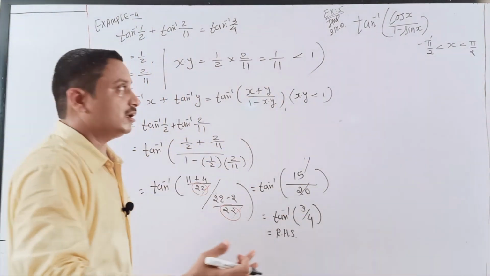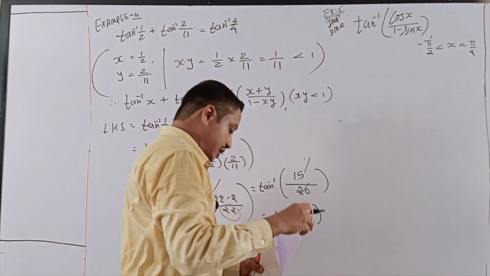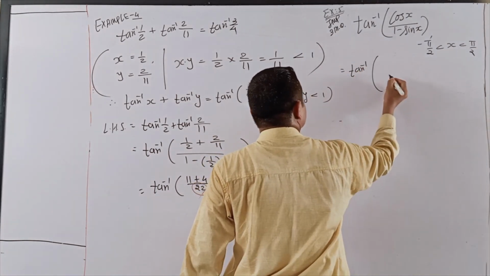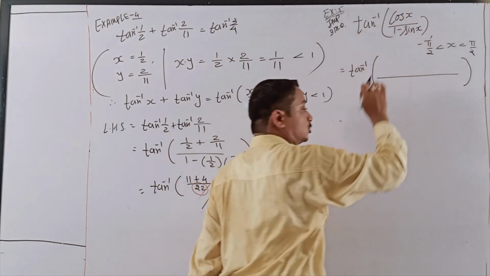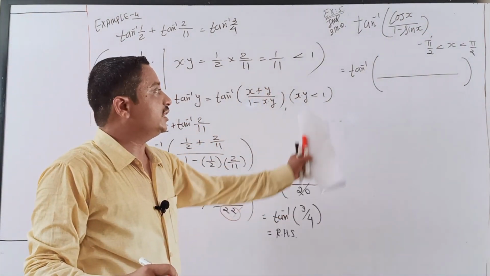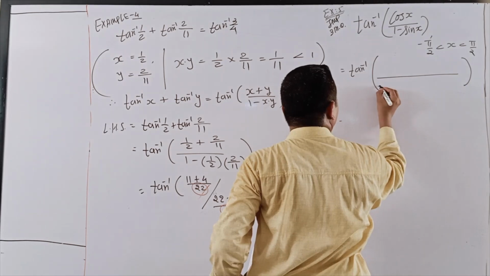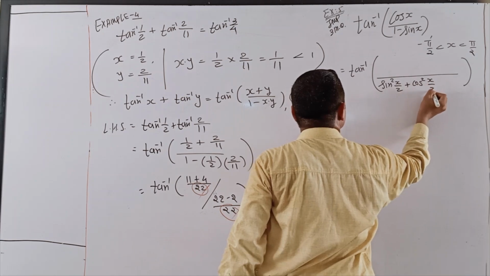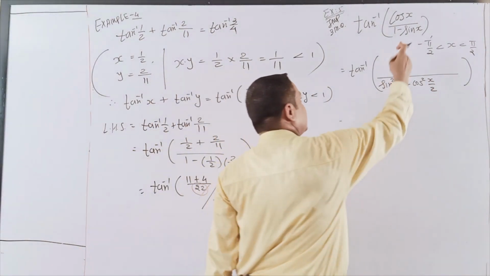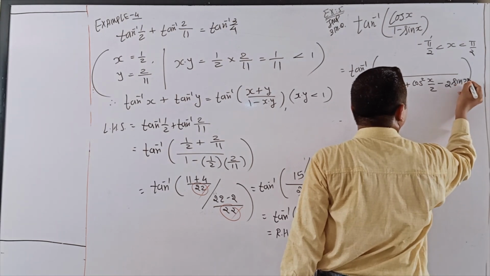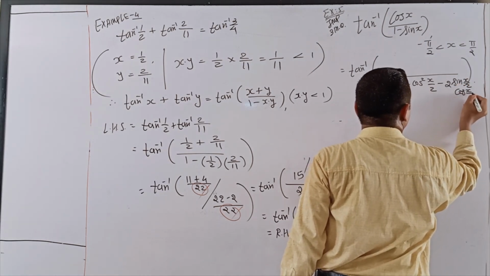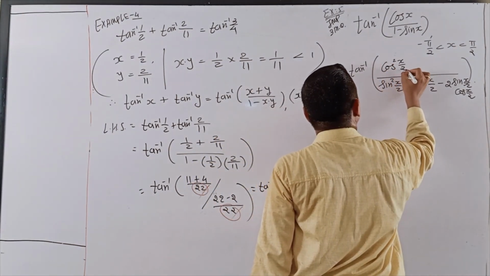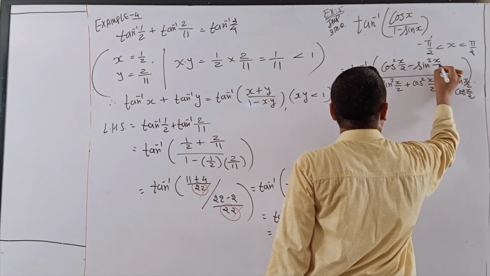So I am converting the internal data also into tan inverse form, fully in the tan function. First I write sin square x by 2 plus cos square x by 2, which is 1, and this sin x I write as 2 sin x by 2 cos x by 2, and in the upper side our basic formula cos square x by 2 minus sin square x by 2.